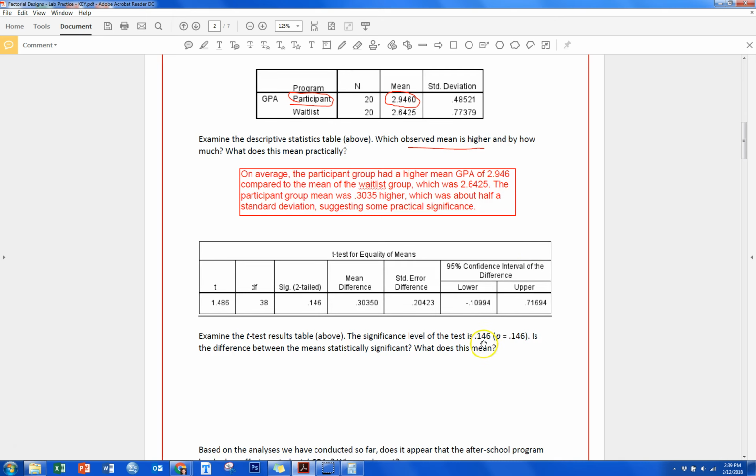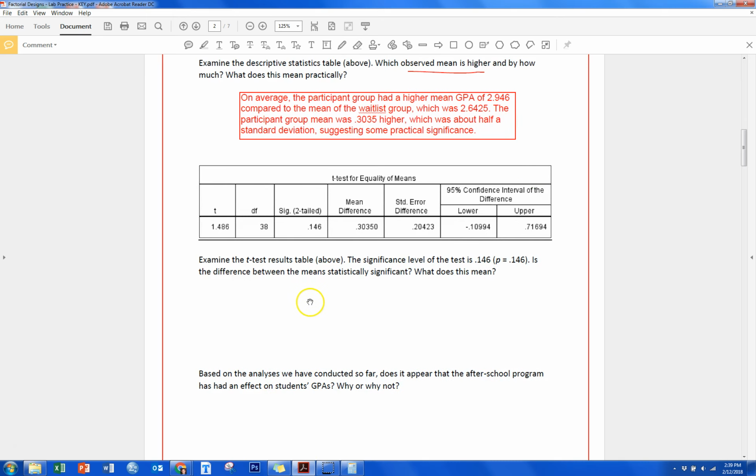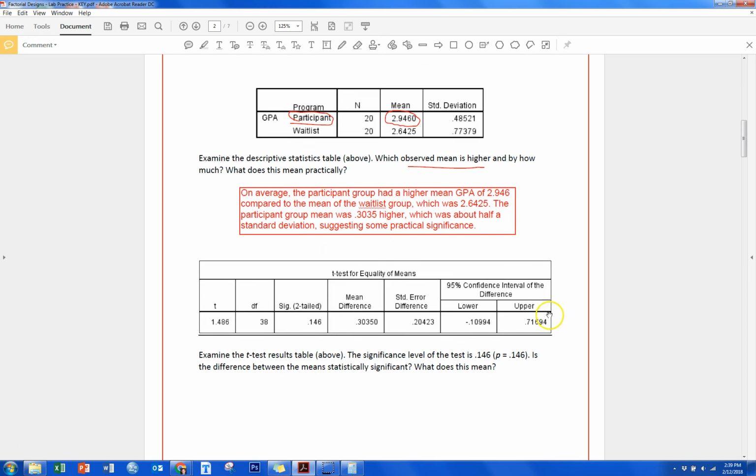Okay, let's move forward. Examine the t-test results above. So there's a table from a t-test. When you're comparing two means, the statistical test to accomplish that is a t-test. In this situation, we are comparing two independent groups, the participant group and the waitlist group. So we're using an independent samples t-test.